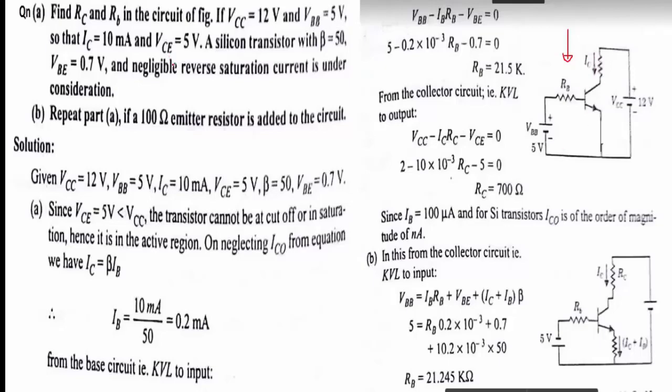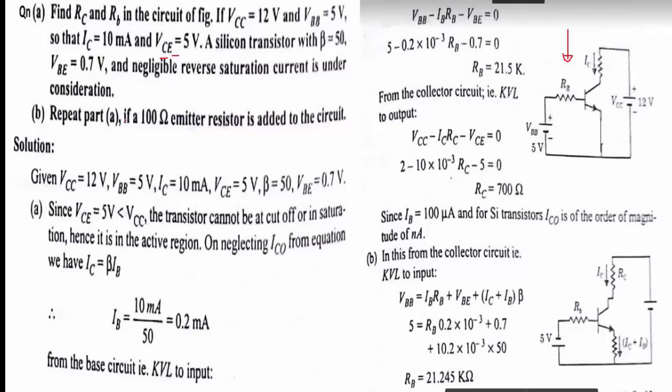VCE 5 milliamperes. VCE is collector-emitter; collector huko, emitter kule, base katika. Sasa collector-emitter, na yake transistor yote, across the whole transistor, ni 5 volts. Silicon transistor with the amplification factor of 50. We know this is common emitter kulingana na mshale, huwa ni emitter. So VBE is 0.7, negligible reverse saturation current is under consideration. Kuna current fulani ambayo ni kutokana na saturation, sawa, kwa reverse direction. So for this case it is under consideration, don't worry, sawa. Si kitu ambacho ni complicated sana.